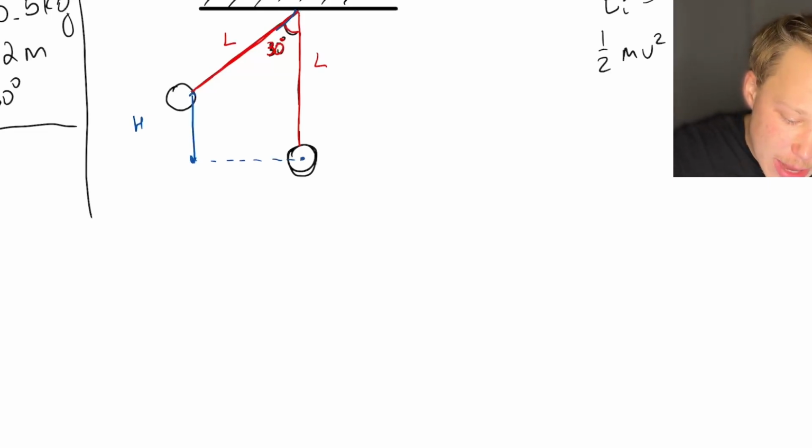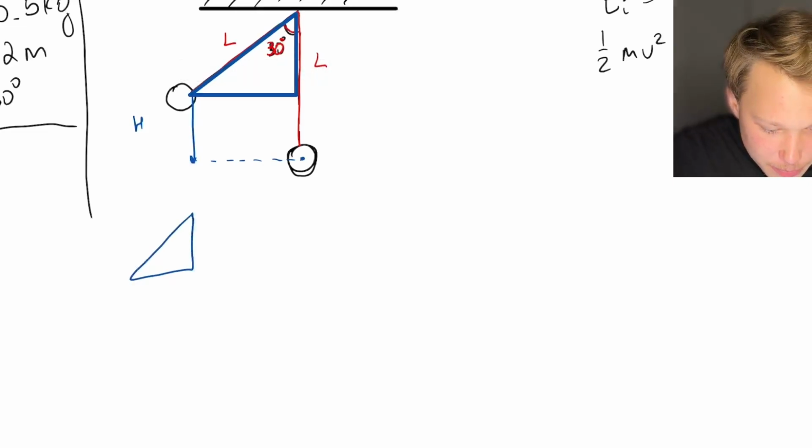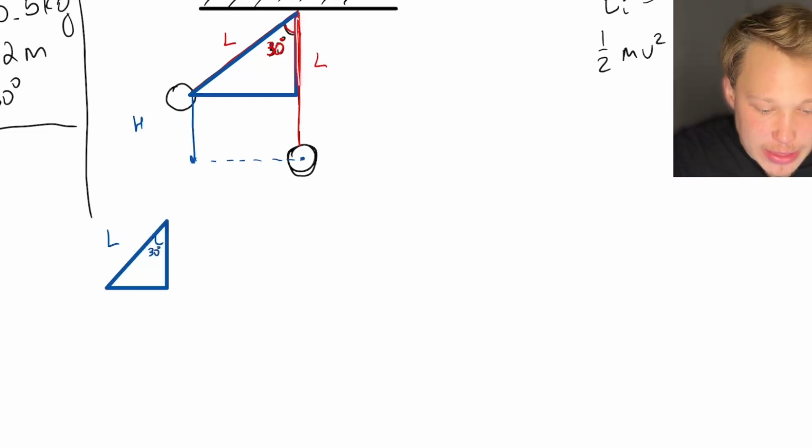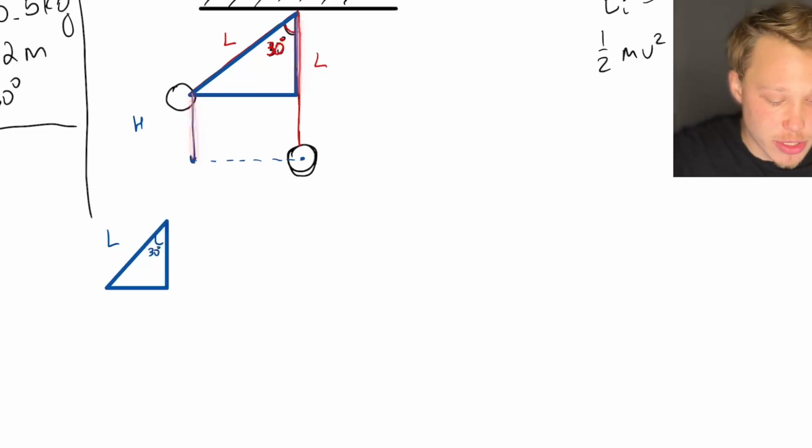I want us to examine this triangle right here. I'll draw this here separately. This is supposed to be a right triangle. So bear with me. This is L and this is 30. I want to find this side right here because if I find this side, I can find this height right here essentially.